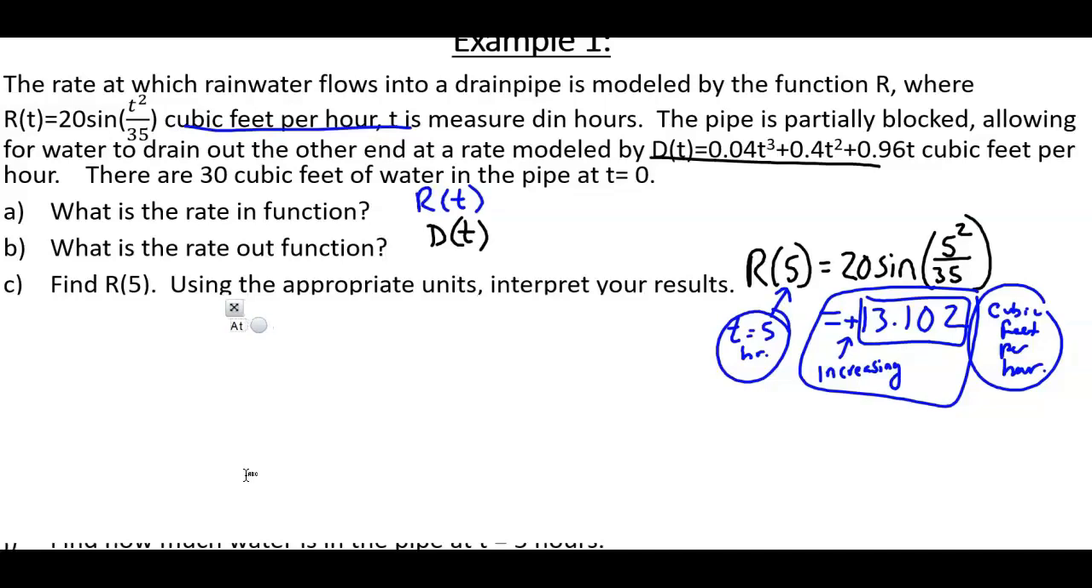At t equals 5 hours, the rate at which water flows into the drain pipe is 13.102 cubic feet per hour. And that's what that means. That's what the result means. So at t equals 5, the rate at which the water is being added into the pipe is 13.102 cubic feet per hour. All right. Let's go ahead and move on to the next question.